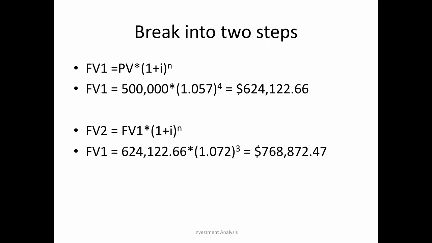If we do that calculation, 1.072 raised to the power of 3 is the compound factor, where again, remember that 7.2% interest is earned in the last 3 years of this investment horizon. If we work through the calculation, we see that at the end of 7 years, that initial $500,000 is now worth $768,872.